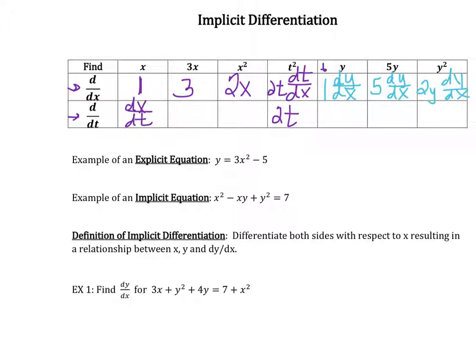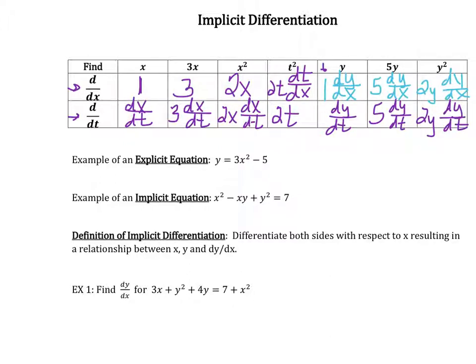The derivative of 3x with respect to t, you take the derivative with respect to x, and then you have a chain rule, 3 dx/dt. 2x dx/dt. If I was doing the y's, it would be dy/dt. 5 dy/dt. And then 2y dy/dt. So in this unit, you're not always going to be taking the derivative with respect to x, so you have to be careful with that.